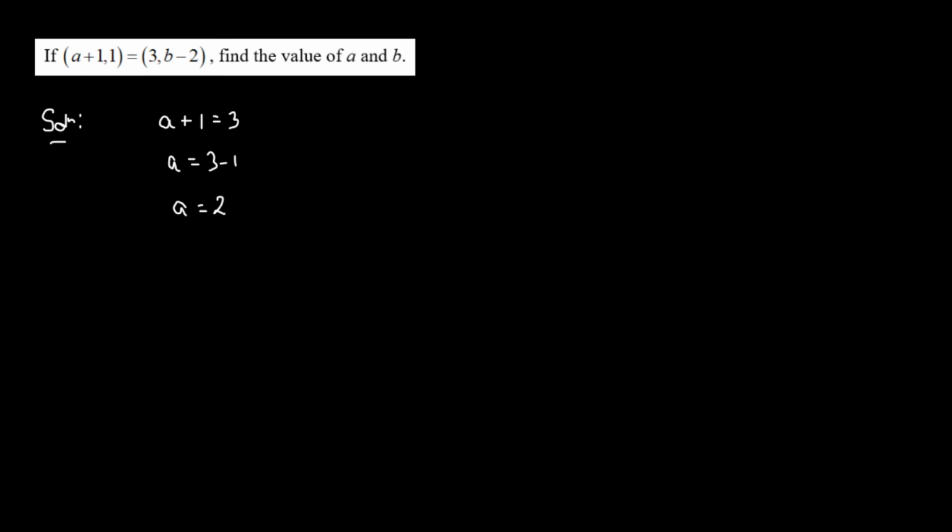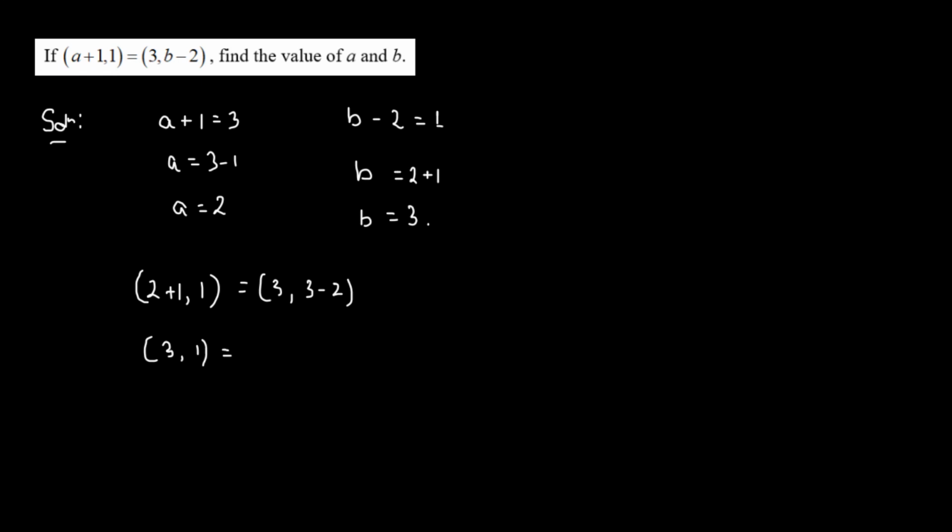And then we equate the ordinate values. So we have b minus 2 is equal to 1. So that gives us b is equal to 2 plus 1. So we have b is equal to 3. So we can substitute the value of a and b. So we have (2 plus 1, 1) is equal to (3, b is 3). So 2 plus 1 is 3, comma 1. And on the right hand side we have 3 comma 3 minus 2, which is 1. So these are the values of a and b.